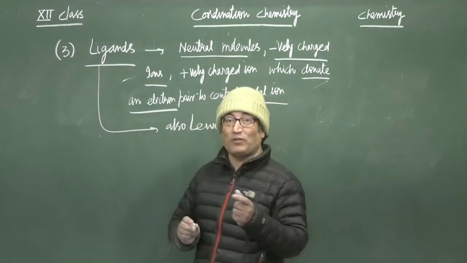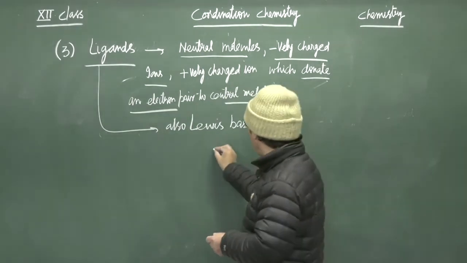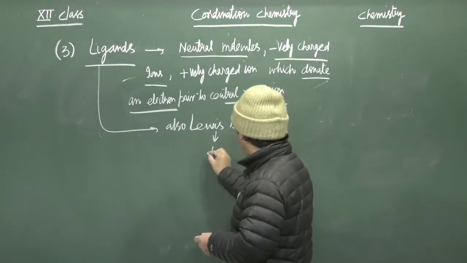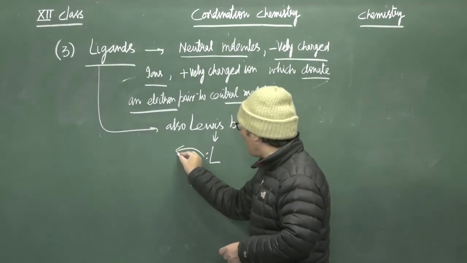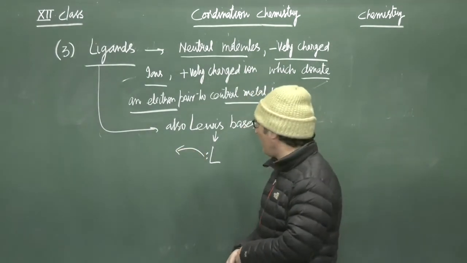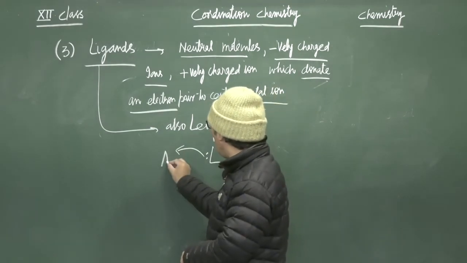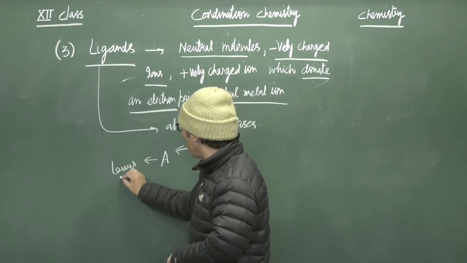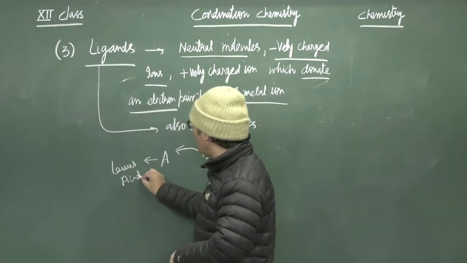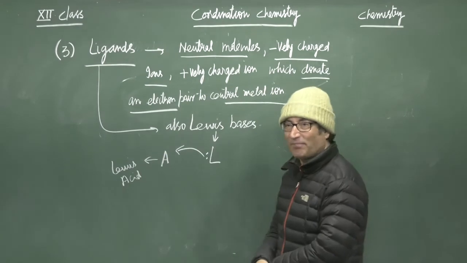And you know, Lewis base always combines. Lewis base is L, has a pair of electrons. Lewis base will donate this electron pair only when there is an acceptor. And that acceptor is a Lewis acid. It must be a Lewis acid. Why? Because Lewis acid is an electron pair acceptor.